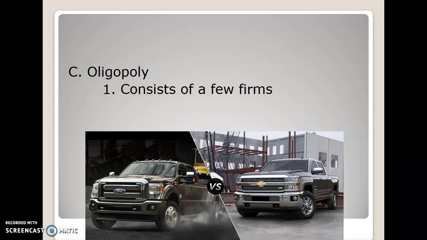Number one, a description of an oligopoly is that it consists of a few firms. A question might be asked, is there a specific number? No. As long as it's more than one and less than a lot, that qualifies as an oligopoly. Examples of oligopoly industries include the auto industry, petroleum refining, breakfast cereals, airline industry, and so on and so forth.